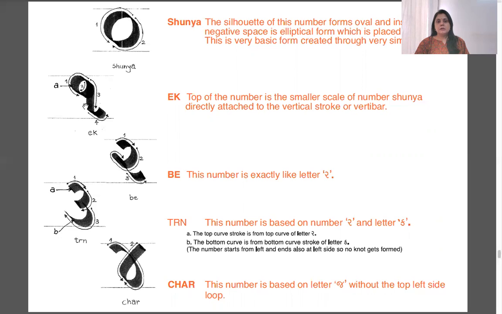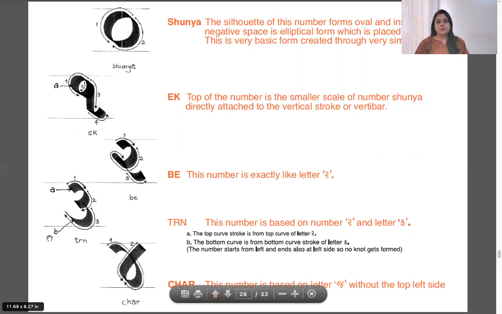This is number 1. The top of the number is a smaller scale of number Shunya directly attached to the vertical stroke or vertebra. This is number 2. We call it Be. This number is exactly like the R letter. Now this is number 3. We call it Tran. This number is based on number 2 and letter K.